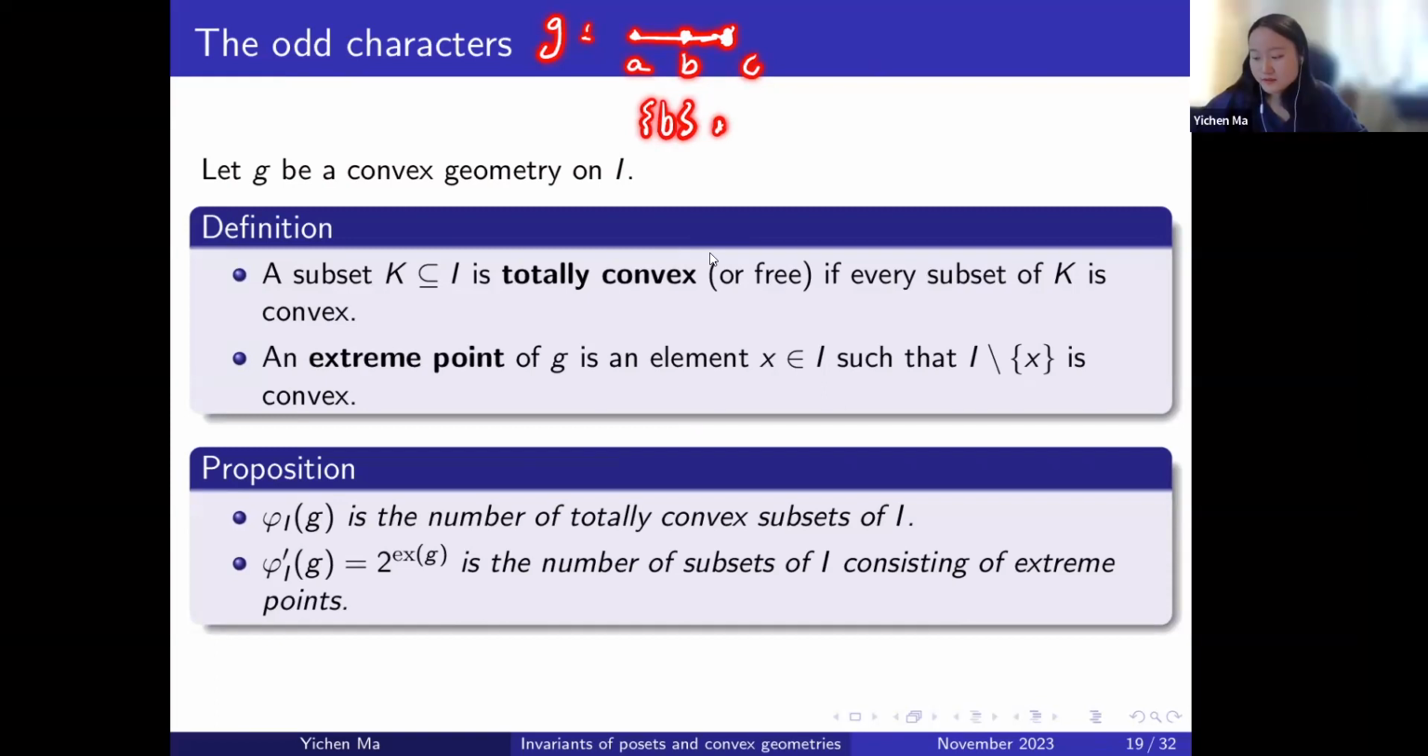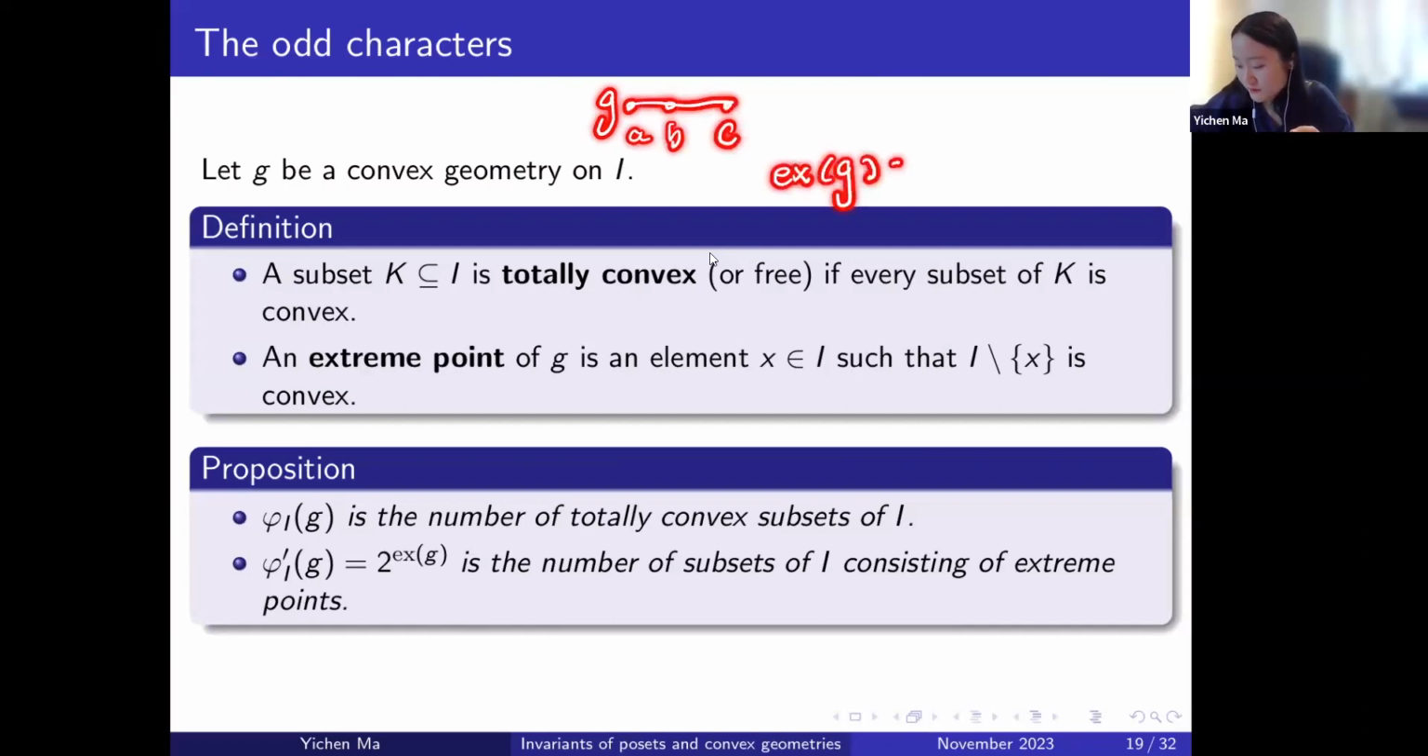So let me write it. Yeah, I was misunderstanding the definition of extreme point. Got it. Okay. So for this case, for this G with 3 collinear points, the extreme points are just 2, because it consists of A and C. Okay, so that's the difference.